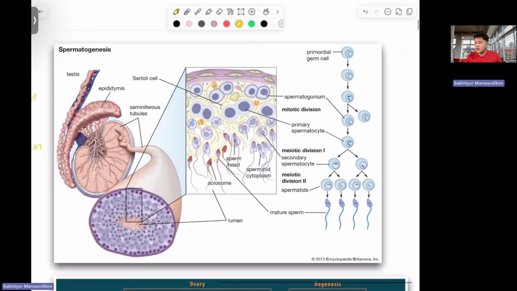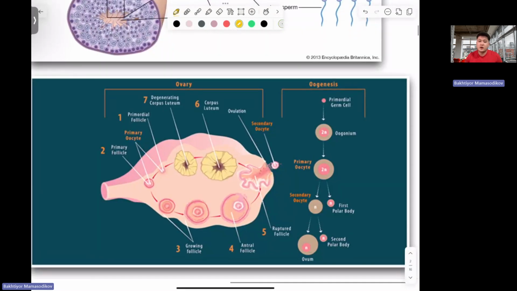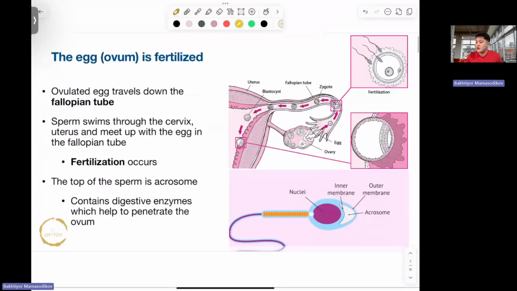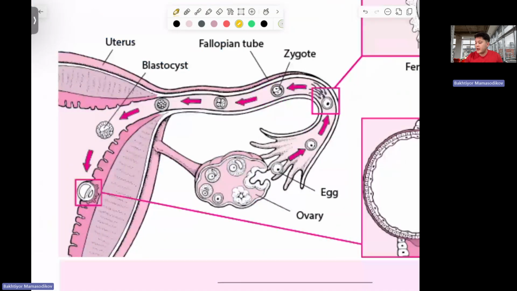So this is the spermatogenesis process. We will talk about it in the next lecture, and this is the oogenesis process, and we will focus on it in the next lecture. So the ovulated egg travels down the fallopian tube. This is the ovulated egg. It is released in response to LH, which comes from the anterior pituitary.